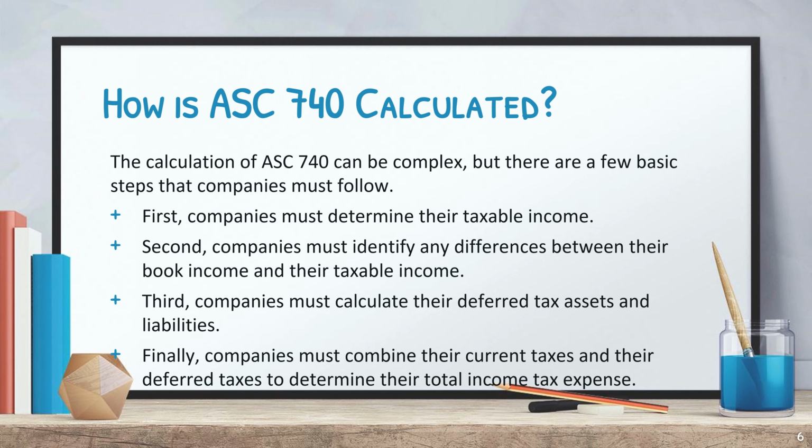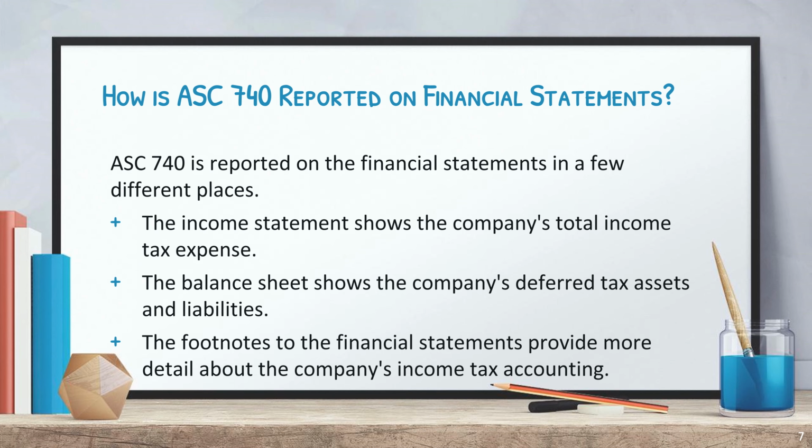The calculation of ASC 740 can be complex, but there are a few basic steps that companies must follow. First, companies must determine their taxable income. Second, companies must identify any differences between their book income and their taxable income. Third, companies must calculate their deferred tax assets and liabilities. Finally, companies must combine their current taxes and their deferred taxes to determine their total income tax expense.